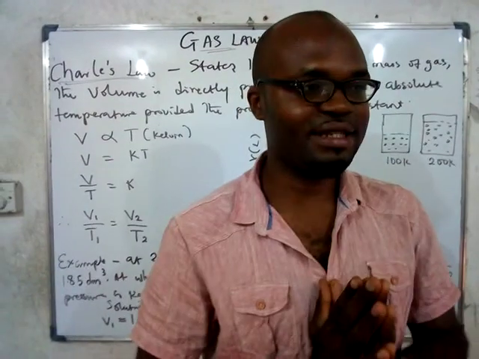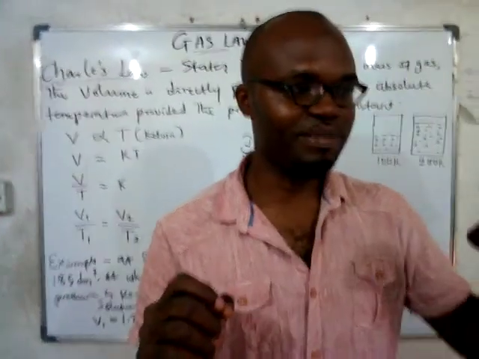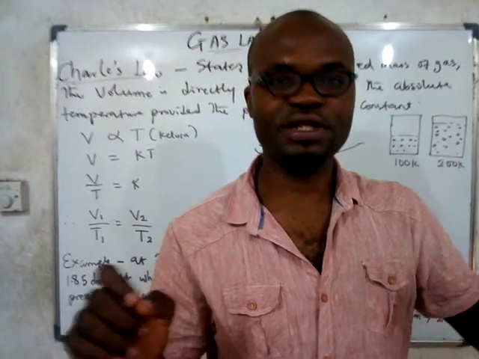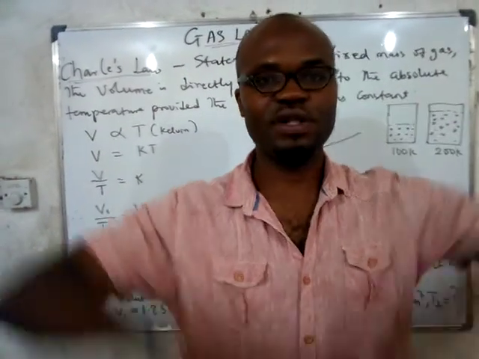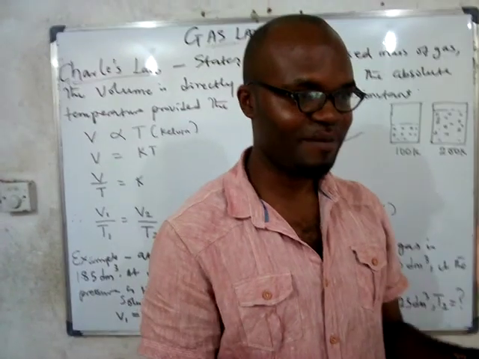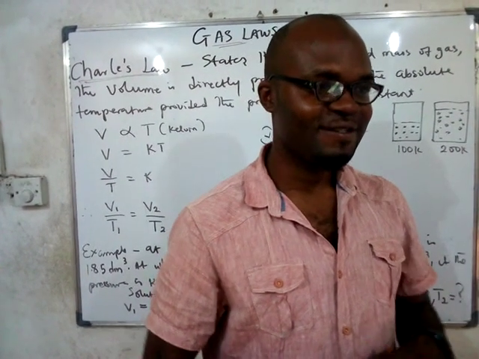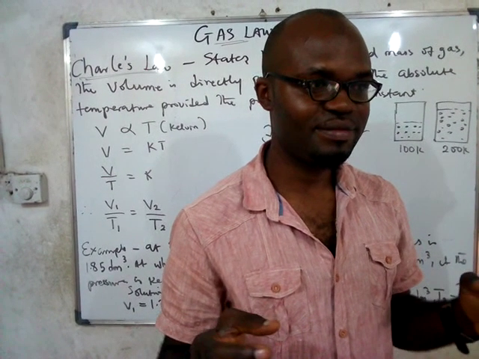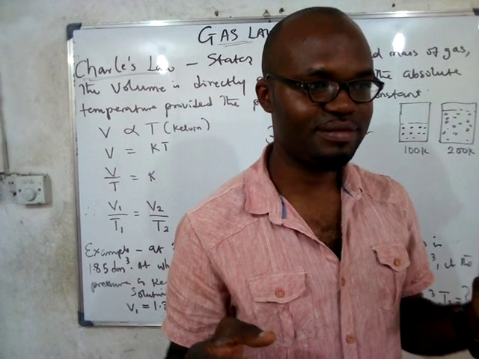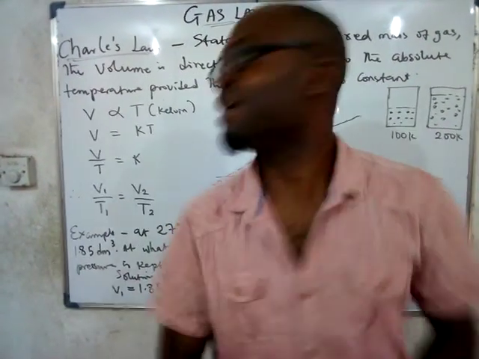Charles' law states that for a fixed mass of a gas, the volume is directly proportional to the absolute temperature, provided the pressure remains what? Constant. Is that clear? State the Charles' law. Charles' law states that for a fixed mass of gas, the volume is directly proportional to the absolute temperature, provided the pressure remains constant. Perfect.